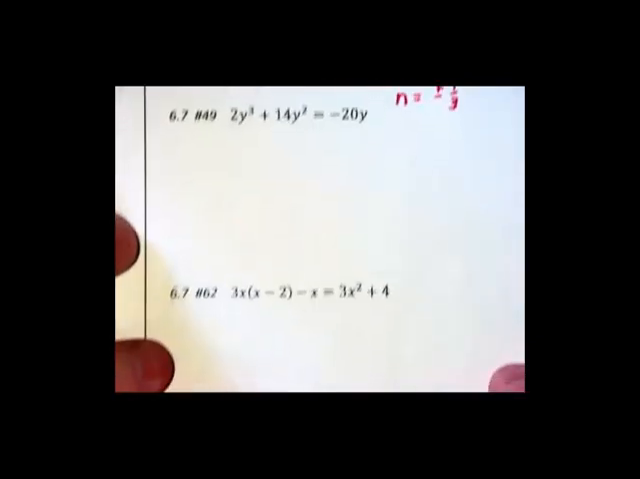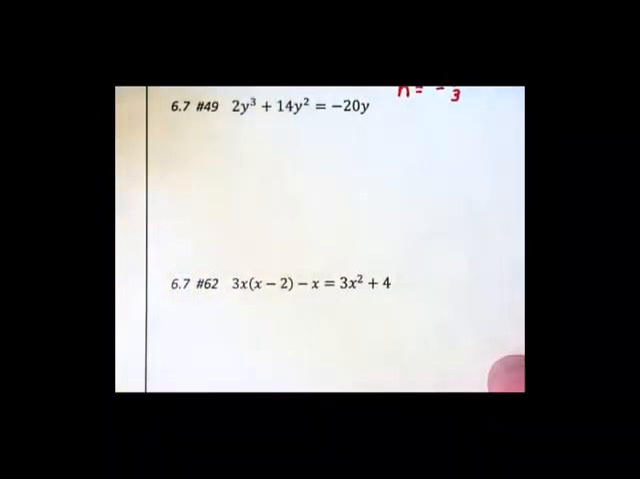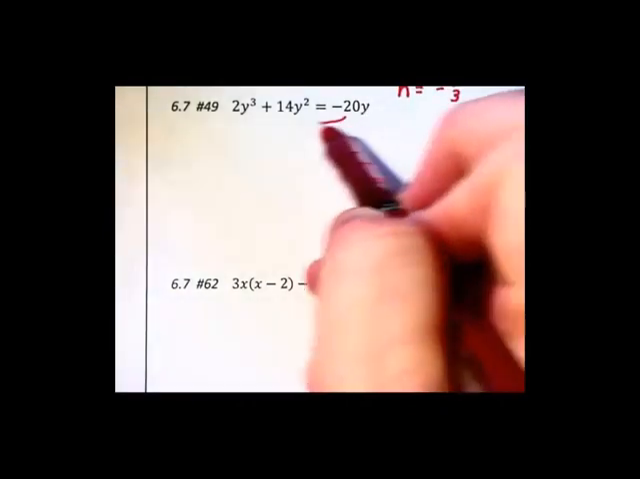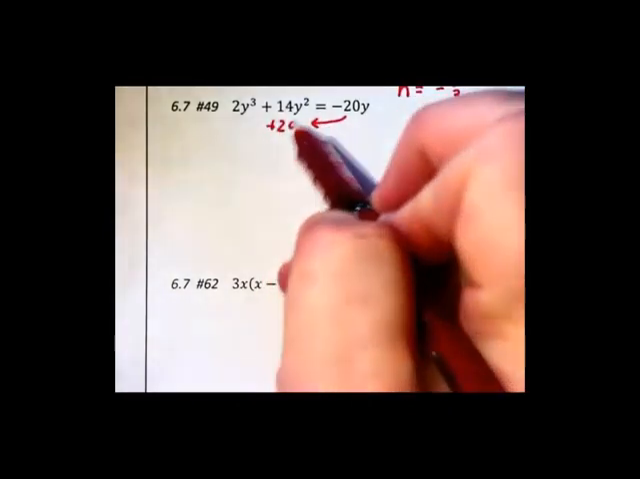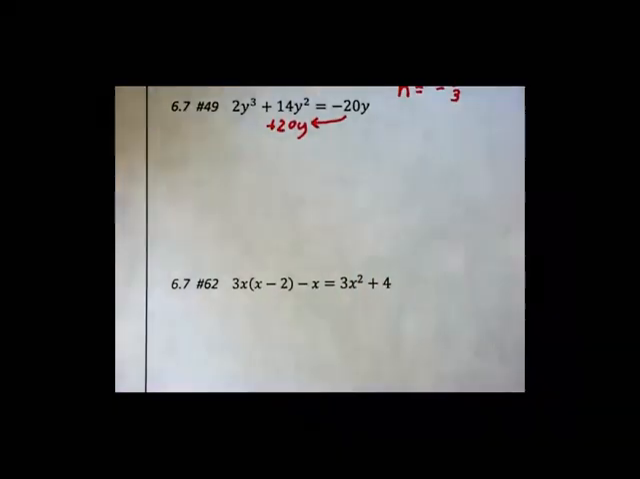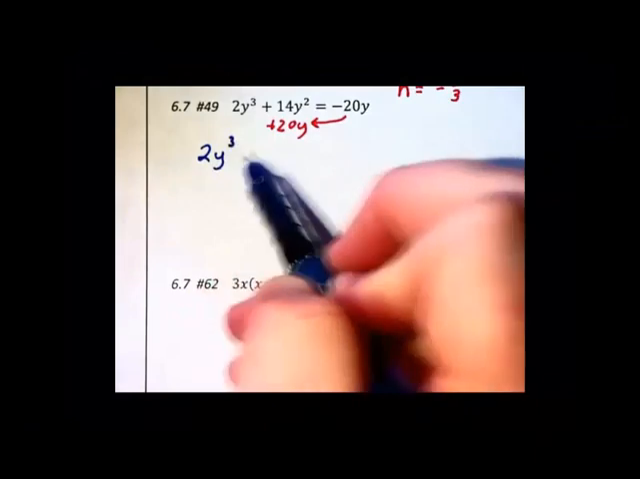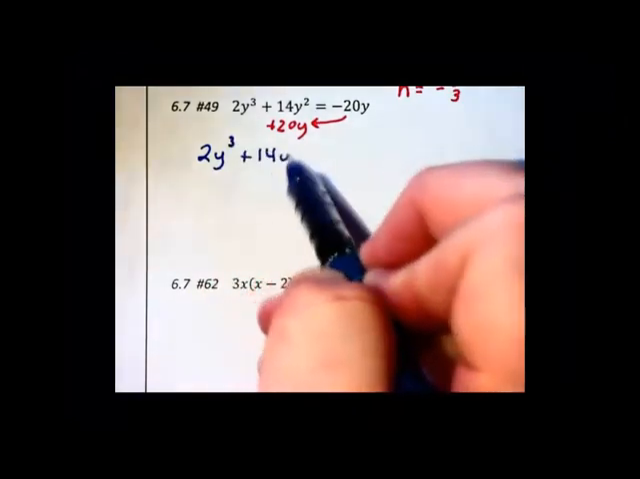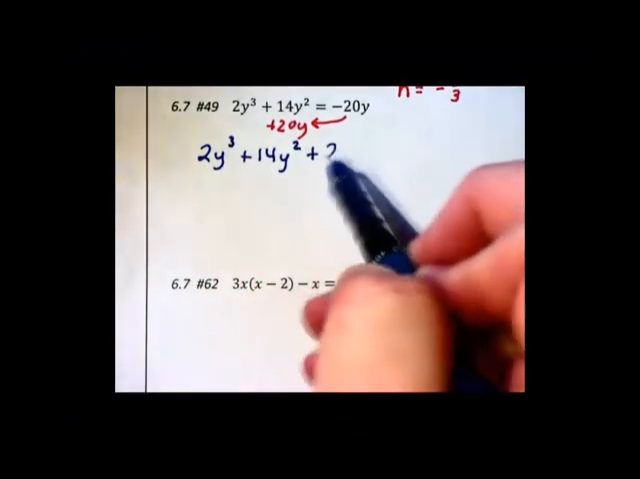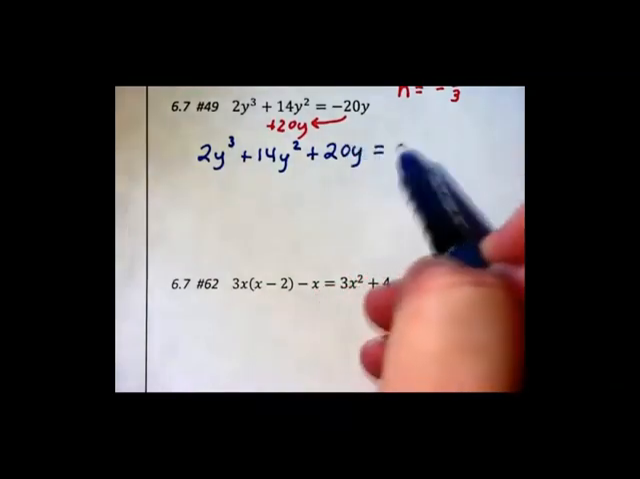Continuing on. This next one is not set equal to 0. So I'm going to add 20y to both sides, bringing that 20y to the left and setting it equal to 0. That will give us 2y to the third plus 14y squared plus 20y equals 0.